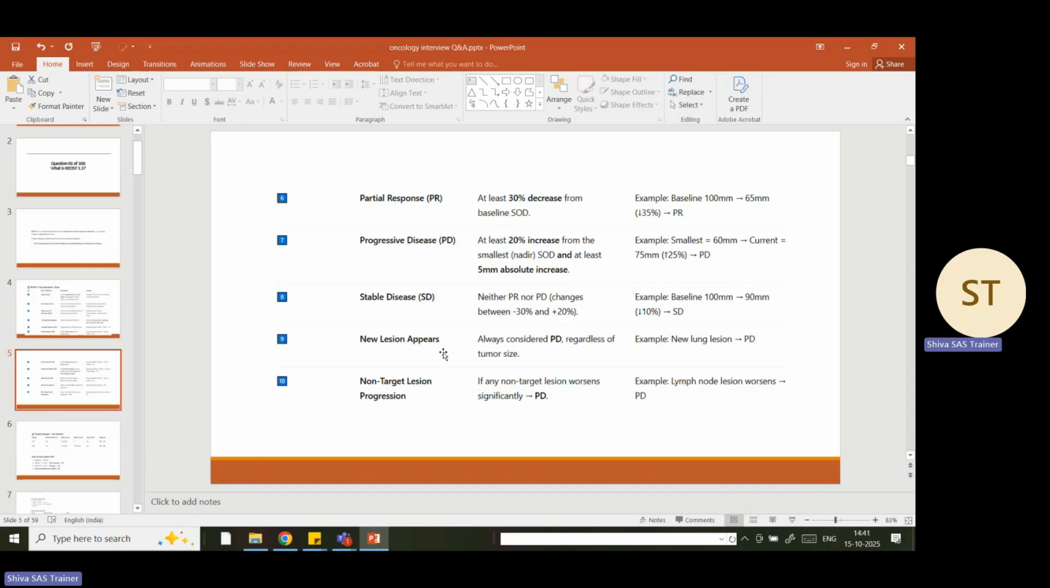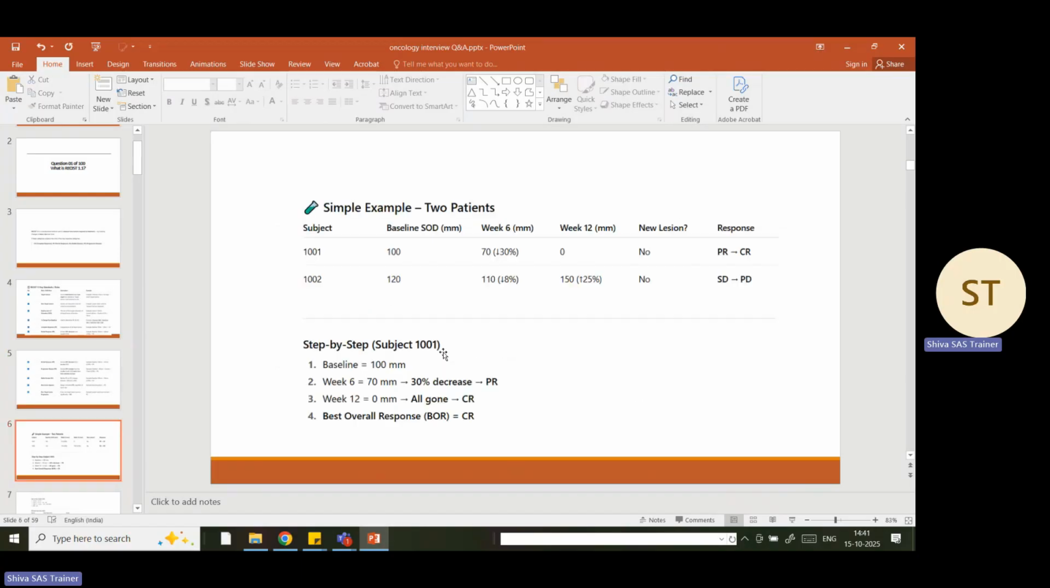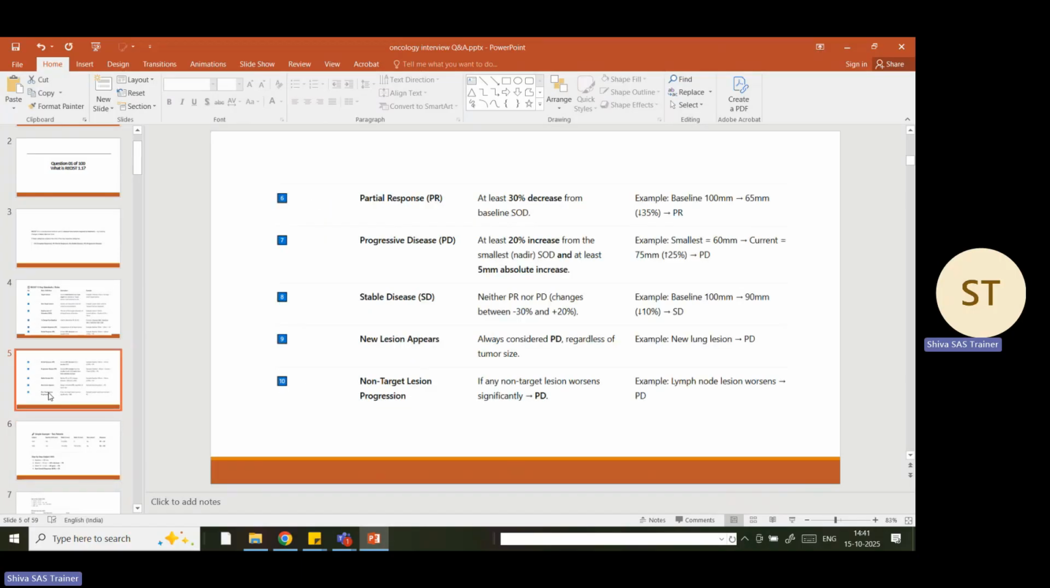New lesion appearing. For example, in the liver, initially you found only two lesions, but after a few days three lesions appeared. That means a new lesion is there. Always consider it PD, because the new lesion appears only if the disease is increasing. So if a new lesion occurs, that is PD, progression of the disease regardless of the tumor size. A new lung lesion is a PD.